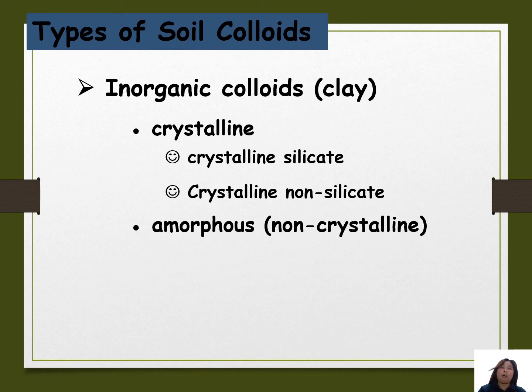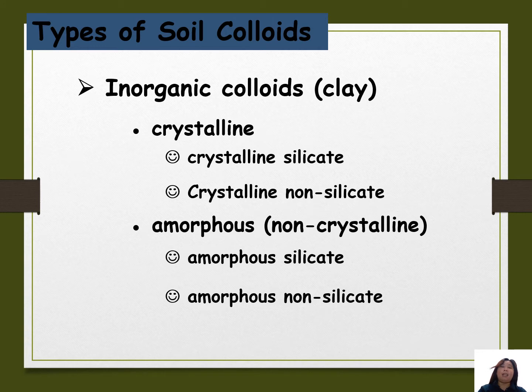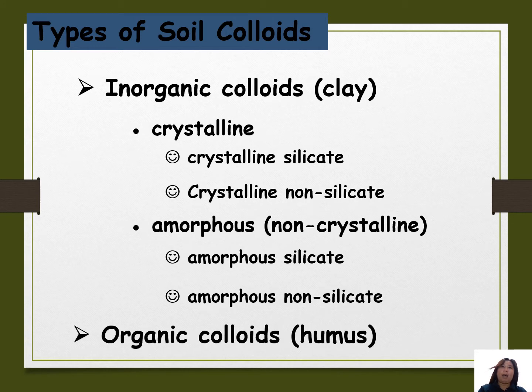Under the inorganic colloids, we also have the amorphous, or the non-crystalline one. Under the amorphous, we have the amorphous silicate and the amorphous non-silicate. And we have also what we call the organic colloids, or the humus. So we have two general types, the inorganic and the organic colloids, or clay and humus respectively.